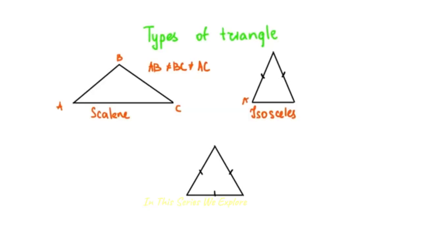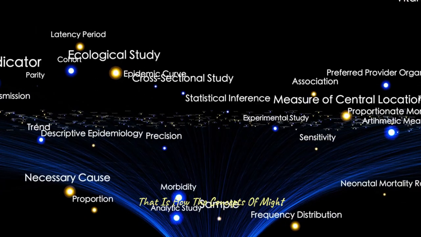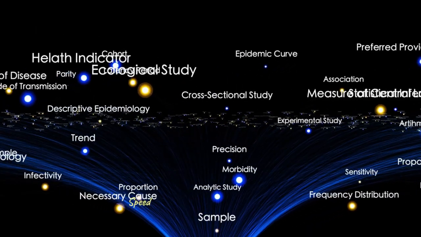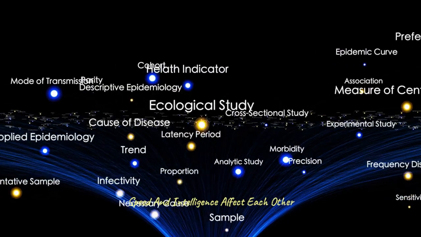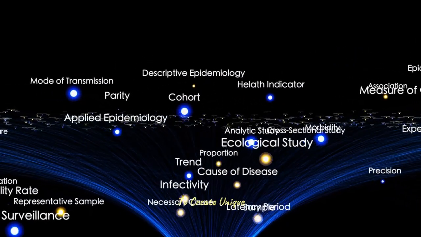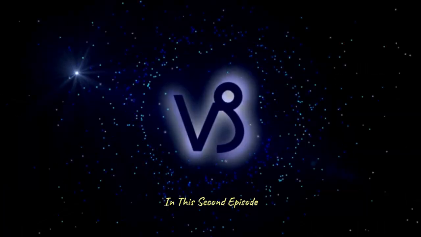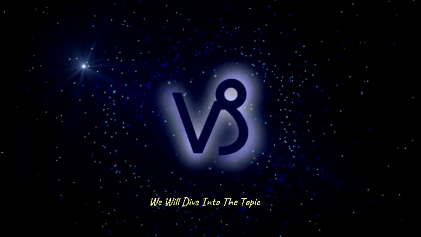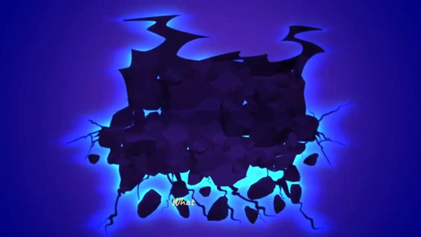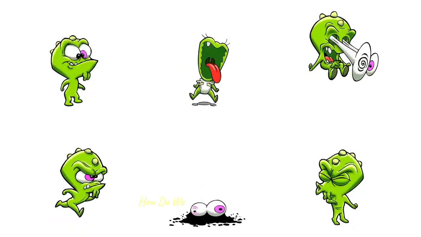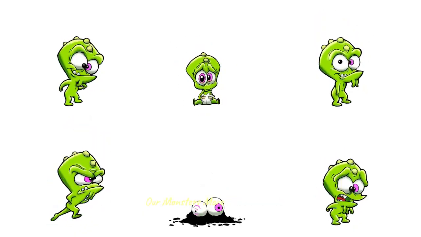In this series, we explore how to create memorable monsters by focusing on the volatile triangle. That is how the concepts of might, speed, and intelligence affect each other, and how we can use these concepts to create unique, interesting, and fun monsters. In this second episode, we will dive into the topic of volatiles. What is a volatile? How do we utilize volatiles to make our monsters more interesting? Most importantly, how do we balance them?